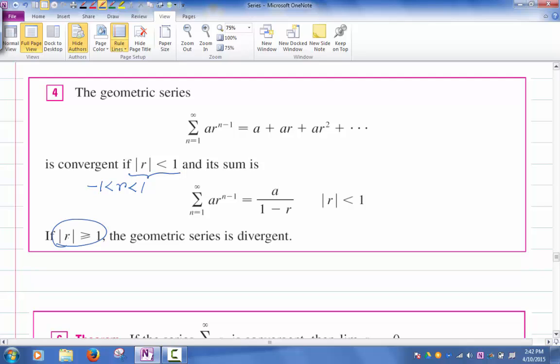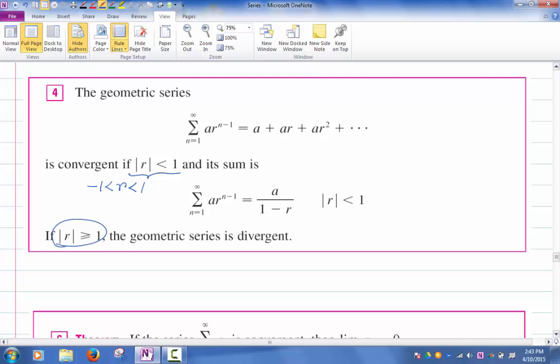The geometric series is divergent, and the sum is undefined in that case. Geometric series is the simplest series. However, it is used a lot, even if you look into a finance book.